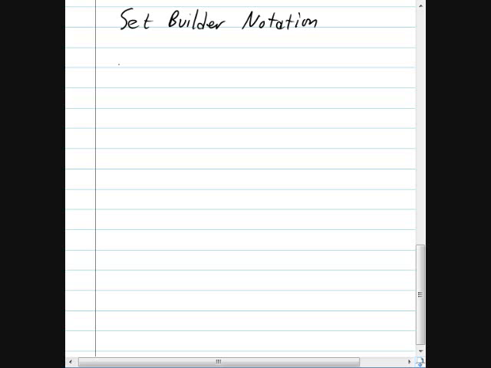So just like with roster notation, you can give your set a name. You start set builder notation with the same curly braces. Now what you do is you describe a generic element of the set, like a variable, so x. Then you have a vertical line which is read "such that." And this vertical line indicates to the reader that everything after this vertical line is going to define the elements x of the set.